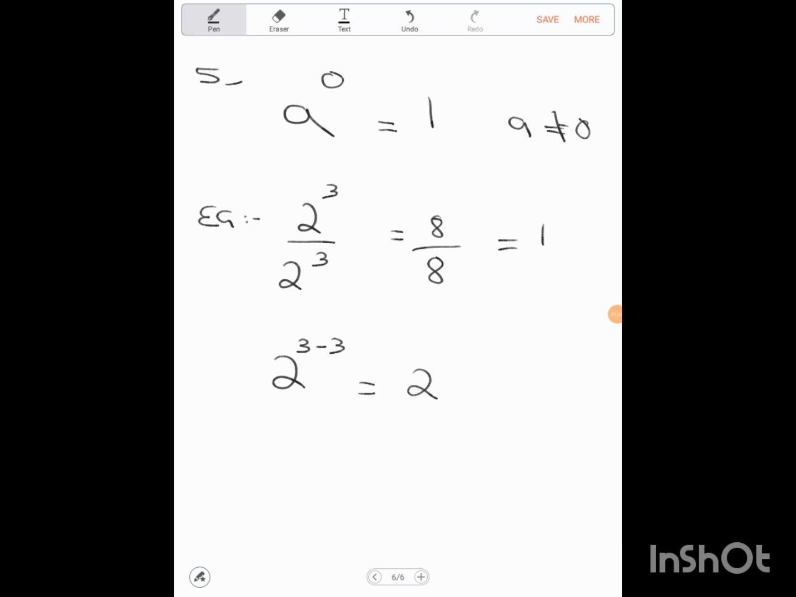So 2 to the power of 0. Anything to the power of 0 is 1. So I showed you how you actually get this 1: when you subtract the powers, take the same powers, and anything that turns out to be 0 in the power, the whole answer is going to be 1.